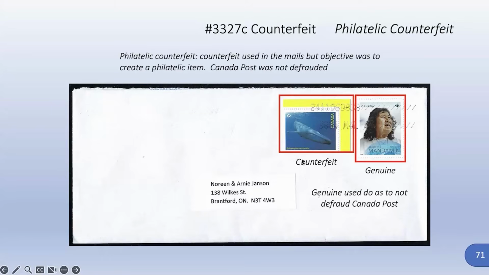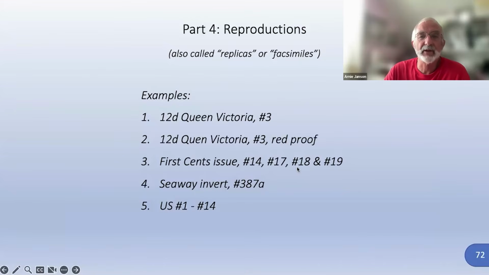So genuine use, so as not to defraud Canada Post. So it's a philatelic counterfeit. Reproductions, replicas, facsimiles, whatever you want to call them. Here's a bunch of examples.